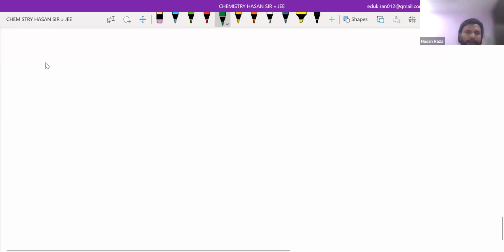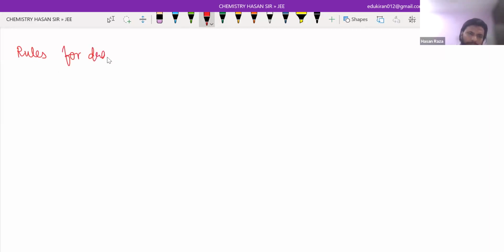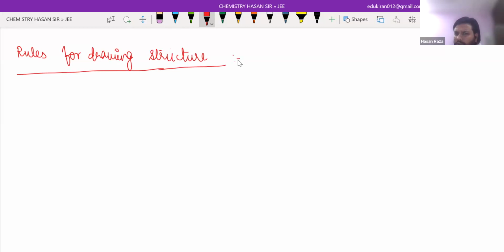So I'm going to first write the rules for drawing a structure. A structure of what? Covalent compounds. Basically, like you know how to draw the structure of H2SO4, H3PO4, H3PO3, H3PO2, or H2S2O7, this type of compound. So I'm going to write some rules, which are very important. So you are going to write it with me.